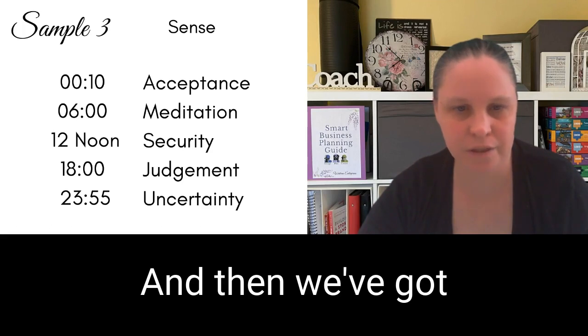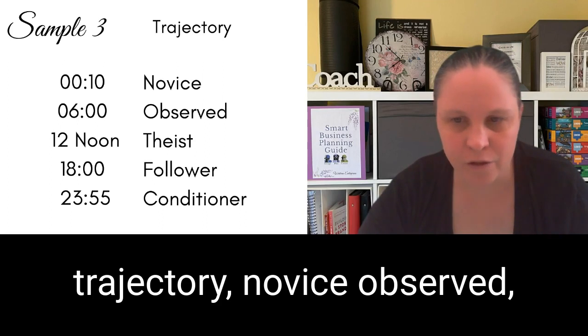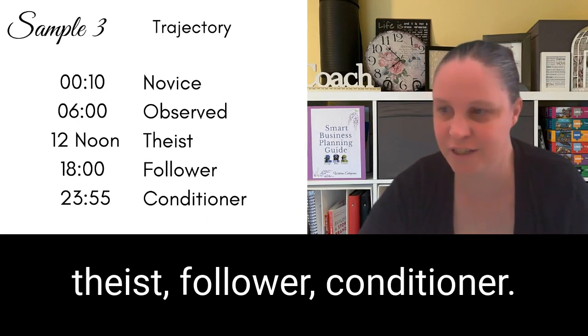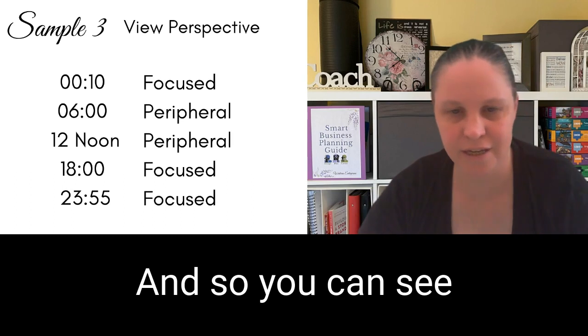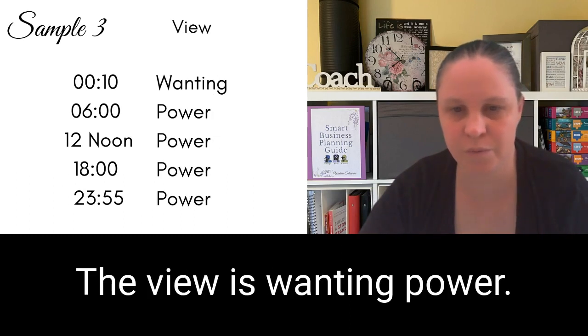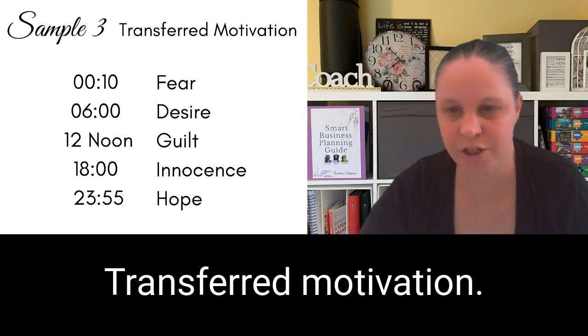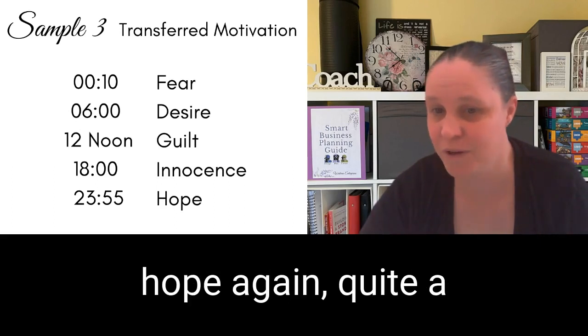And then we've got trajectory: novice, observed, theist, follower, conditioner, focused, focused, peripheral, peripheral, focused. And so you can see, again, they're alternating. The view is wanting, power, power, power, power. Transferred motivation: fear, desire, guilt, innocence, hope.